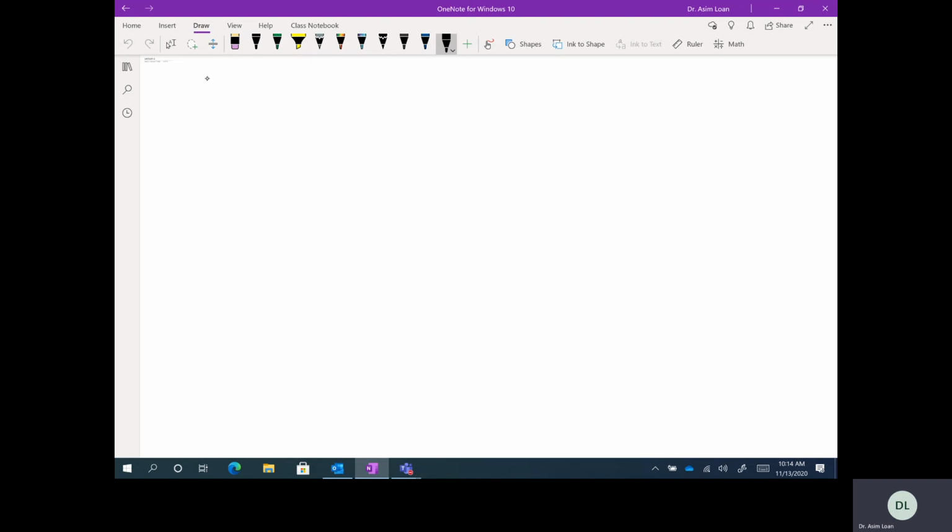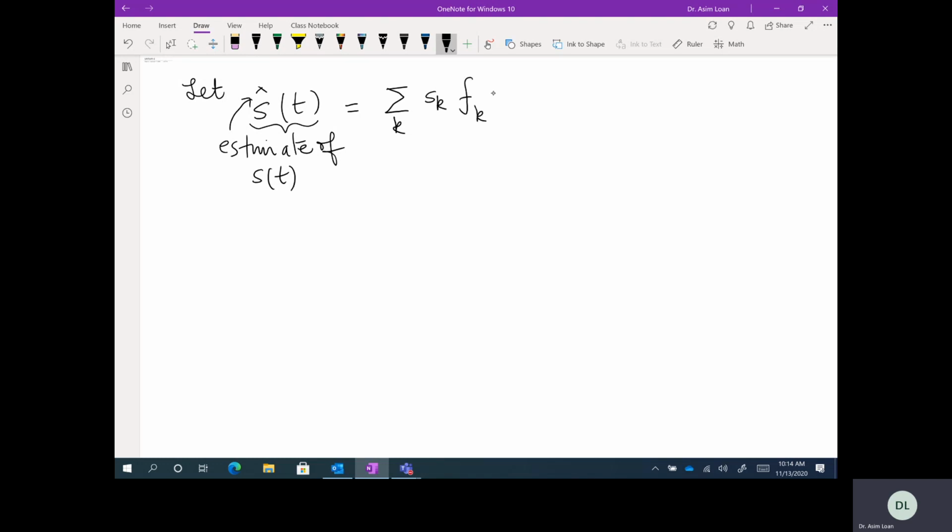So let S of t, and let S hat of t. Whenever you put a hat, this simply means this is an estimate. So S hat of t is an estimate of S of t. S hat of t is a sum over k, going again from minus infinity to plus infinity, of s_k f_k of t.